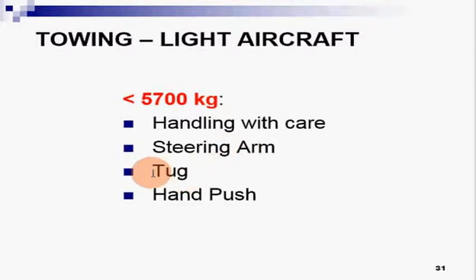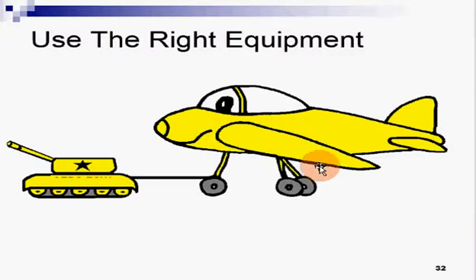A tug means a tractor. If you are pushing with the hands, that is a hand push operation. Always use the right equipment. Here you can see an aircraft being towed with a tank, which is not a proper way. If you have a tug or tractor recommended for the towing of an aircraft, that should be used. Not everything is acceptable for towing a powered aircraft, so always use the correct equipment for towing.